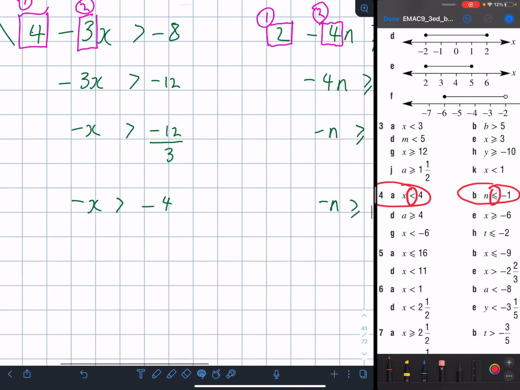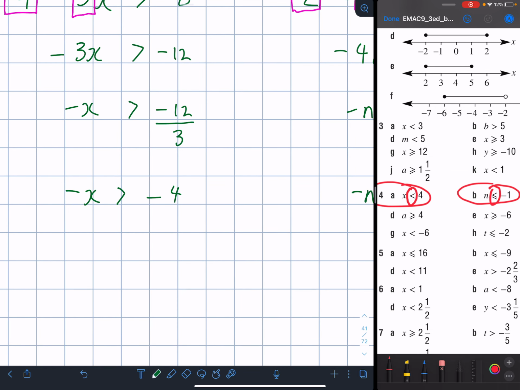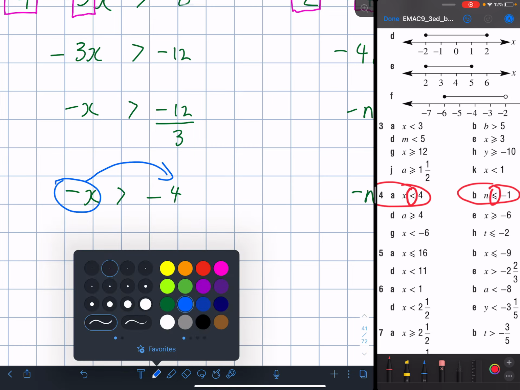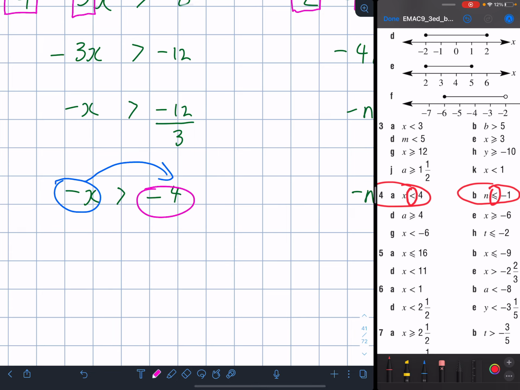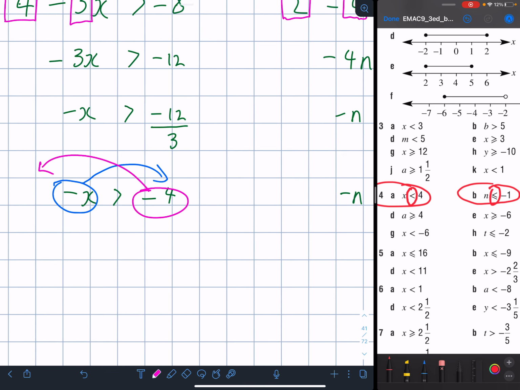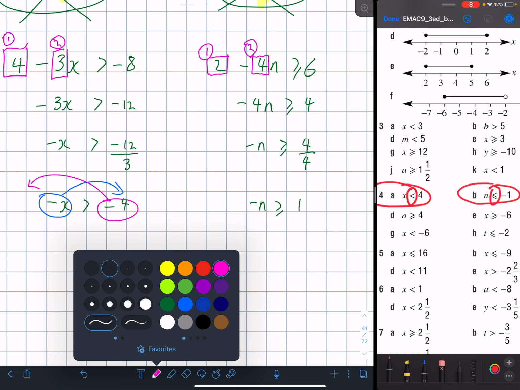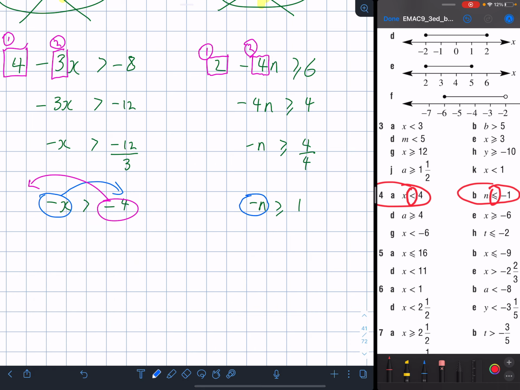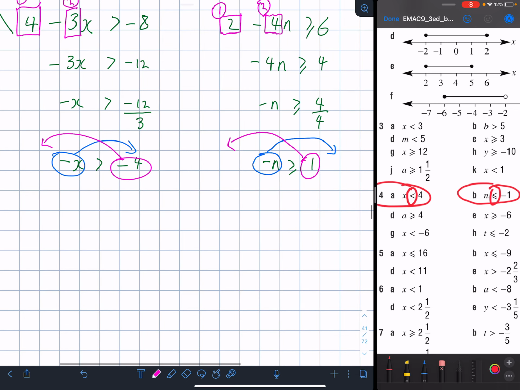Okay. What we need to do here is an inverse operation for -x to move it over to the right-hand side of the inequality, and we want to do an inverse operation for the minus 4 to move it over to the other side. Similarly, when we look at the one on the right, we want to do an inverse operation to move the 1 over.